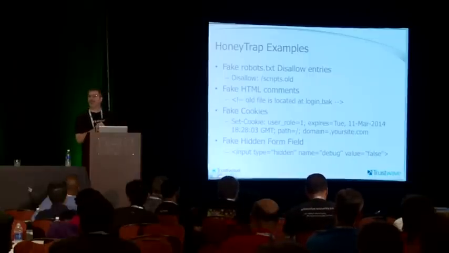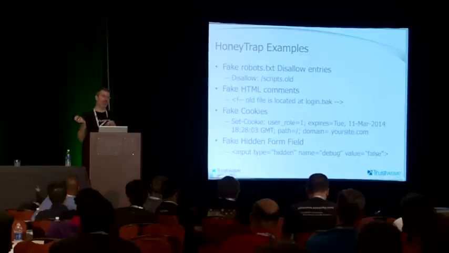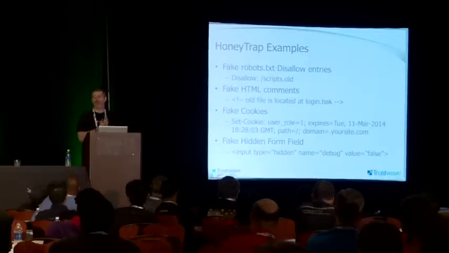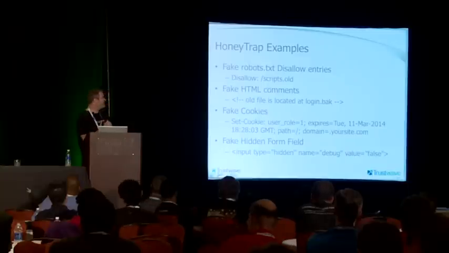So the idea is, on the fly, as you're sending the robots.txt file back out, manipulate that and add in some fake directories that you know about. Those are some honey trap detection points.